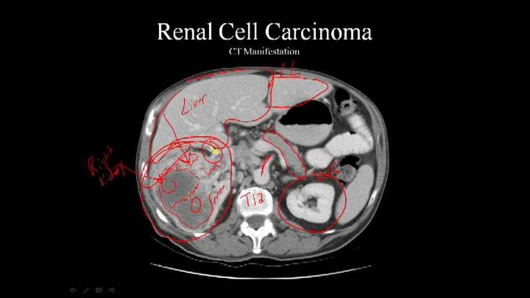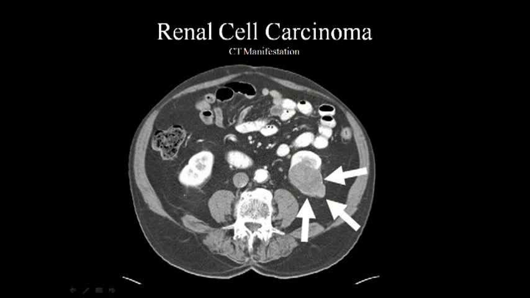And pretty much everything is just classic for renal cell carcinoma. The good news is that it doesn't look like the left kidney has any abnormalities, and for this patient, that is a very good thing. This patient has a good right kidney, and then we have this on the left kidney.